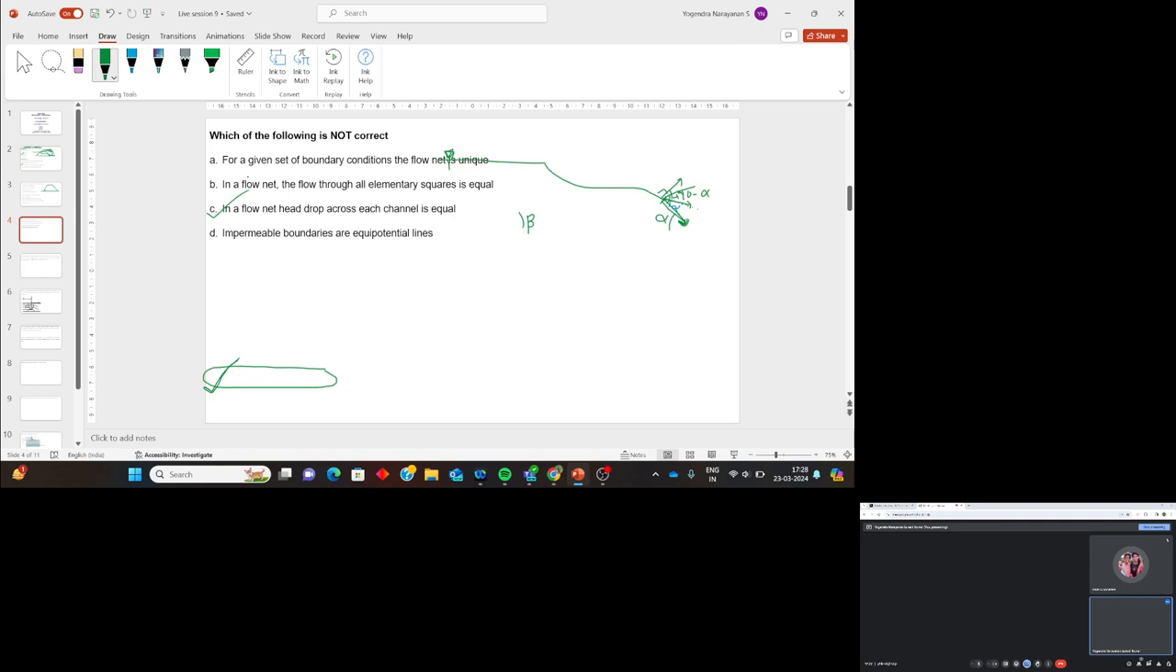Yes. For a given set of boundary conditions, the flow net is always unique. That is obviously true. In a flow net, flow through all the elementary squares is equal, so if you take a flow net, the Q will remain the same. And in a flow net, head drop across each channel is equal. If you take a flow net like this, the head drop here will be delta H, here it will be delta H, and here it will be delta H. So this will also remain the same. So these three options are right, and impermeable boundaries need not be equipotential lines. So this option is not right.